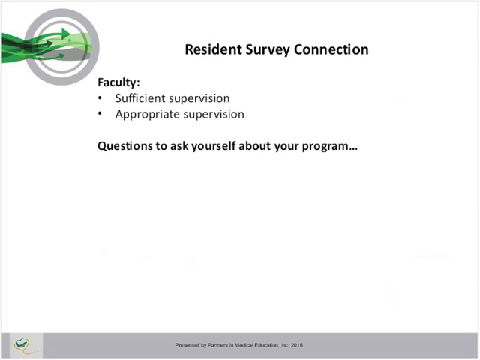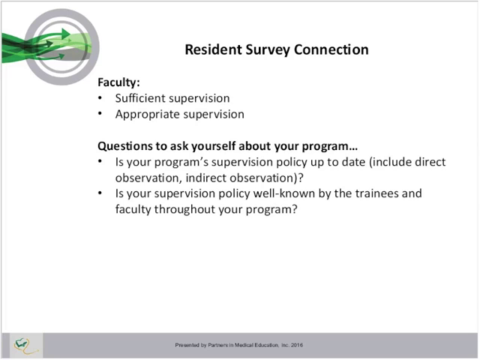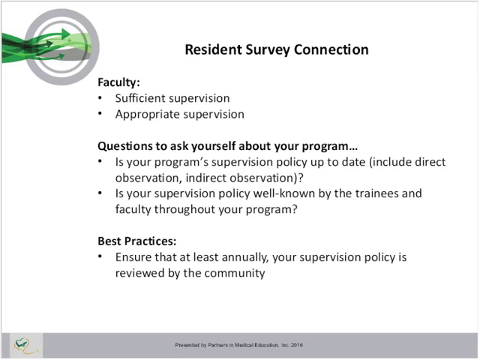Questions to ask yourself about your program in this area. Is your program supervision policy up to date? Does it include the words direct observation, indirect observation, and those key terms that the ACGME emphasizes? Is your supervision policy well known by the trainees and faculty throughout your program? The best practices are to ensure that at least annually your supervision policy is reviewed by the community, and ensure that faculty can articulate the different types of supervision.